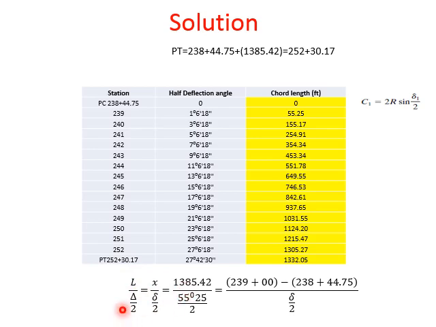So the complete length is 1385.42. Delta was 55 degree 25 minutes. So you take this ratio equals x, which is the distance between these two, PC and the next station. So you take the difference, you will get x, and then it will be divided by half of the angle of this small part of the curve. So we don't know delta, so this delta we are trying to find out. So we have all the other parameters, we will find out delta. So delta by 2 from this equation comes out to be 1 degree 6 minutes and 18 seconds.